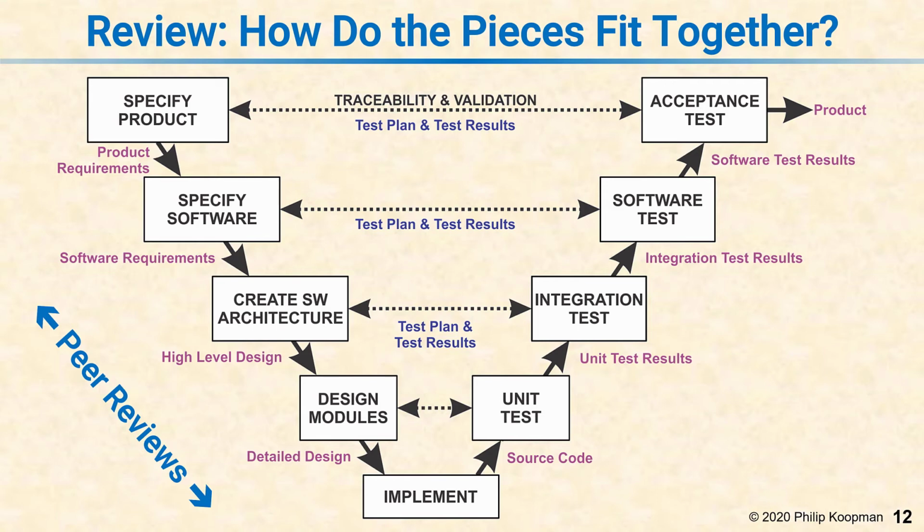So the architecture is a bunch of pieces. The designs are, what does each piece do? The implementation is the code to actually build each piece. And the unit test checks that the design is actually what the code does. The integration test tests that the architecture actually works the way you think it does. In other words, the units play well together.